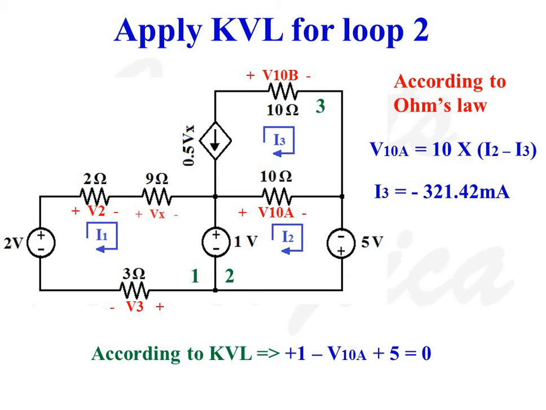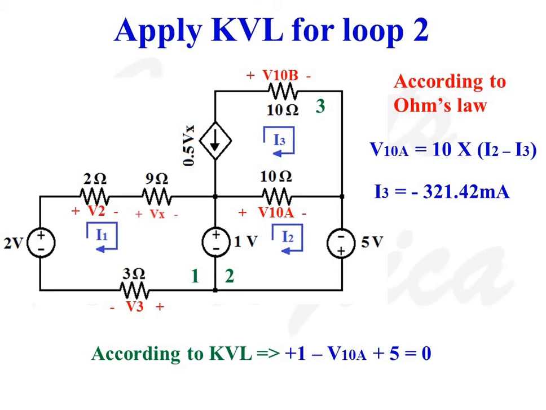Apply KVL for loop 2. In loop 2 there are 3 voltage terms: 2 independent voltage sources and voltage drop across the 10 ohms resistance V10A. As the loop current is in the clockwise direction, when we consider the 1 volt source, we move from negative potential to positive potential. So the 1 volt source should be taken as positive. When we consider V10A, voltage drop across 10 ohms resistance, as we move from positive potential to negative potential, V10A must be taken as negative, minus V10A.